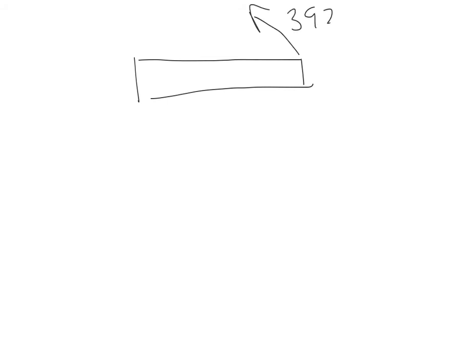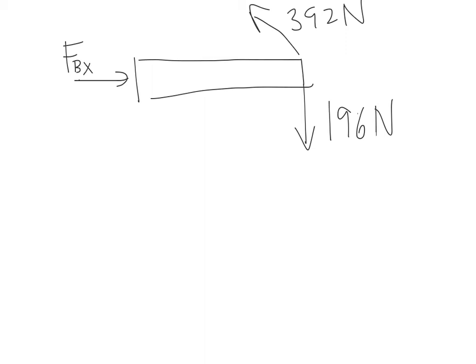For part B, I'm going to go back to my free body diagram. Now I know that I have 392 newtons going that way and 196, sorry, 196 newtons going down from the lamp, and they're asking what is the force from the beam. So I can think about that as some force beam in the x direction and some force beam in the y direction.